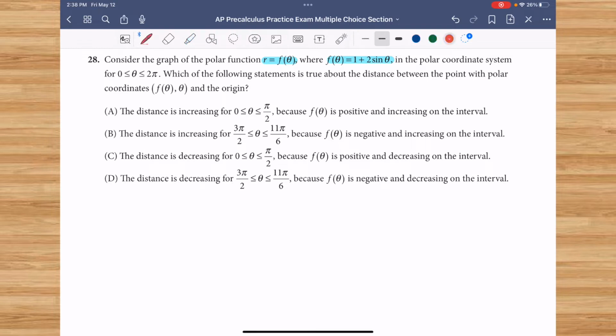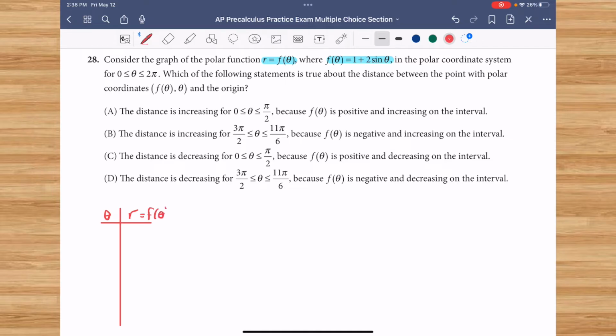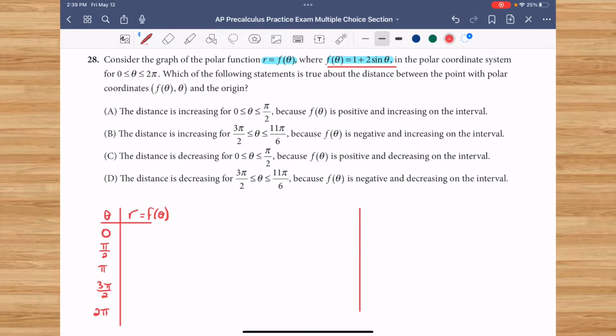So the first thing that I'm going to do is determine a little bit about this graph. I'm going to quickly get a sketch of what this graph is going to look like. To do this, I'm going to create a table of values where theta is the input and r, or f of theta, is the output. We'll go from 0 to 2 pi, and we're going to find some values by substituting into my f of theta equation. And I'm going to plot them along a polar coordinate grid as I go.